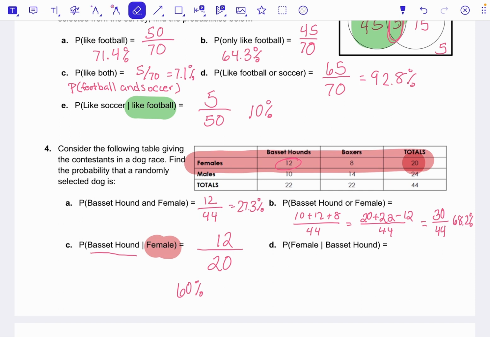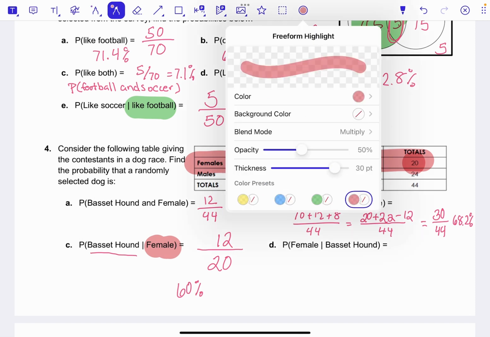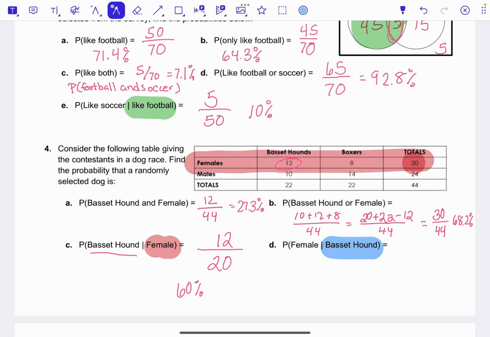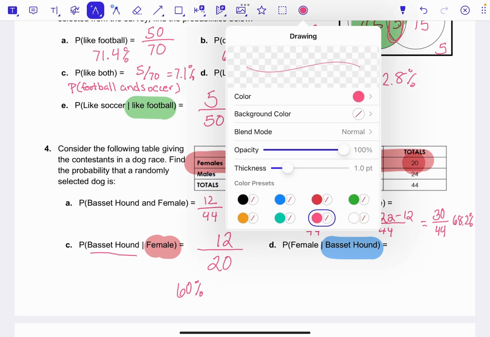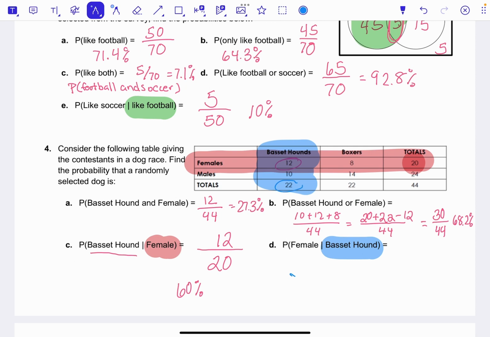Similarly, let's just change the color. If I wanted to say, what is the likelihood of it being female, given that it's a Basset Hound, now we're sort of focused on this blue column with a total of 22. And we have that same 12 there that are female of those 22. So 12 out of 22, which would be 54.5%.